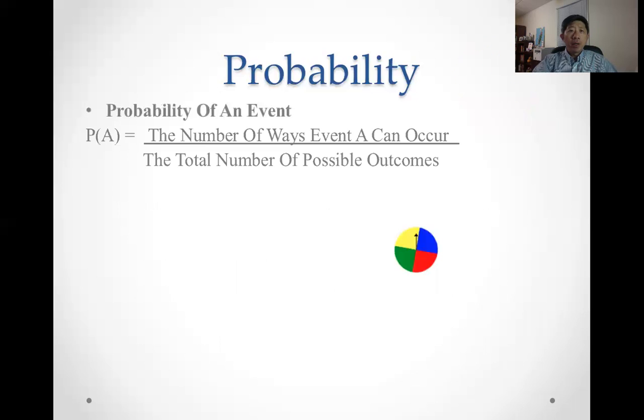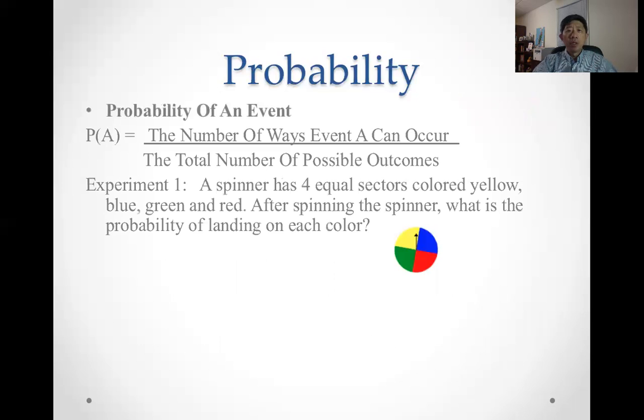So here is the formula for the probability of an event. We take the number of ways the event can occur divided by the total number of possible outcomes. So here is an experiment. A spinner has 4 equal sectors, colored yellow, blue, green, and red. And now after spinning the spinner, what is the probability of landing on each color, right?